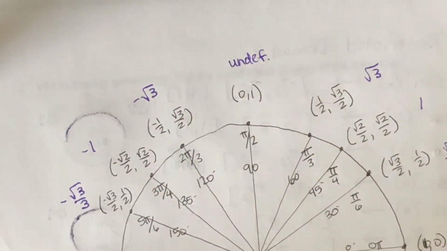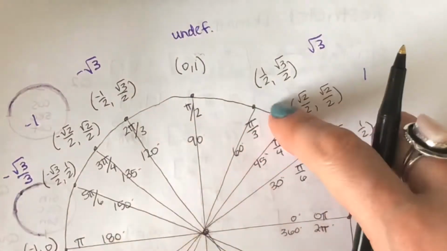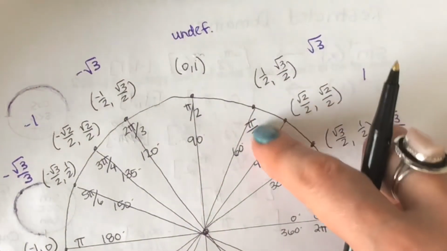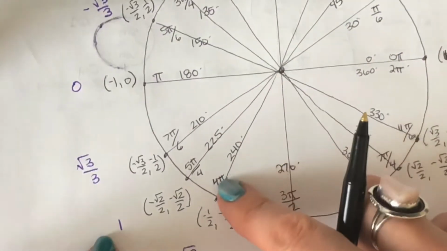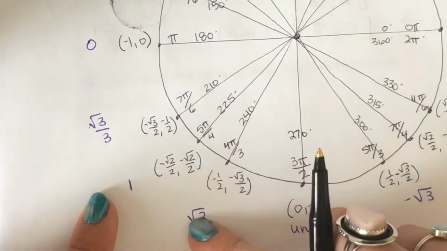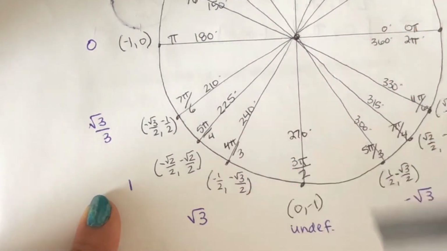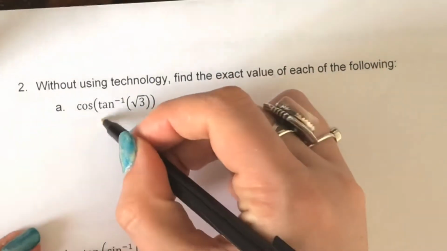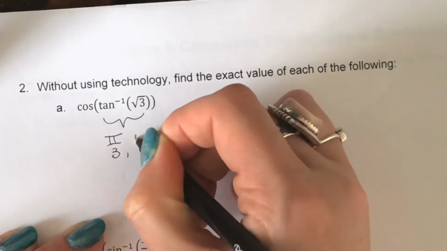I look around my unit circle. There's a couple places that it does. It equals square root of 3 here at pi thirds or 60 degrees. And also straight across on the unit circle, it equals square root of 3. So that would be 4 pi thirds or 240. So right now, if I look at this, we would have two parts: pi thirds and 4 pi thirds.